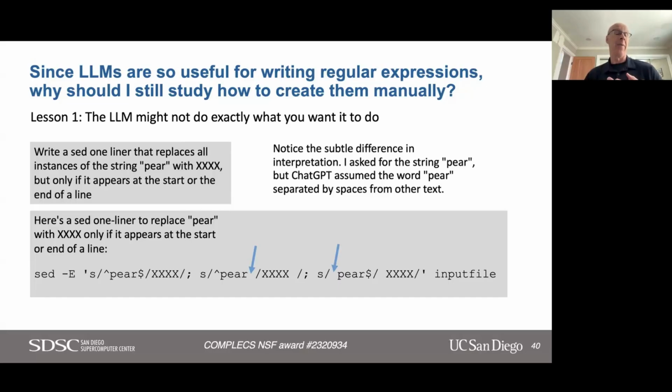So if I had, for example, the word pairs, in that case, the PEAR would not have been substituted. So it's very subtle. Also, if I really want to do this on word boundaries, it didn't include punctuation. So again, this was a case where the LLM wrote a valid sed one-liner for me with regular expressions, but not quite what I wanted.